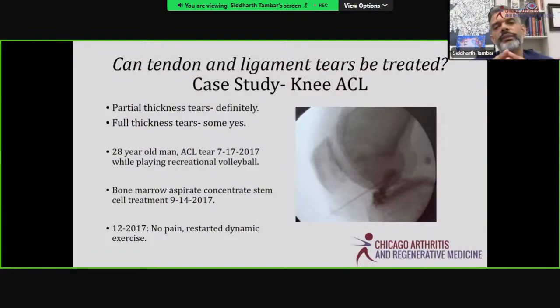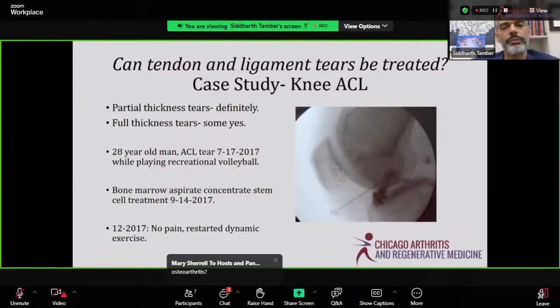So if you have a partial tear, definitely we can treat that. If you have a full thickness tear, in some cases we can still treat that. And this is kind of an exciting study to show this. A 20-year-old man, he's a butcher. He had an ACL tear playing recreational volleyball. I saw him within a couple of months, treated him with his own bone marrow stem cells. And in 3 months, doing great, no pain, restarting dynamic activity. His imaging is what's exciting, which I'll show you in a moment.